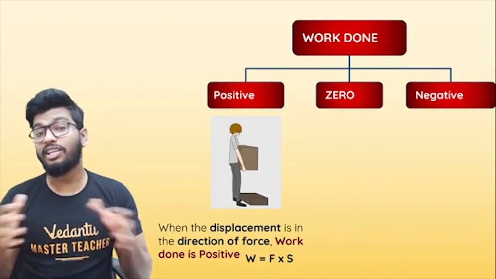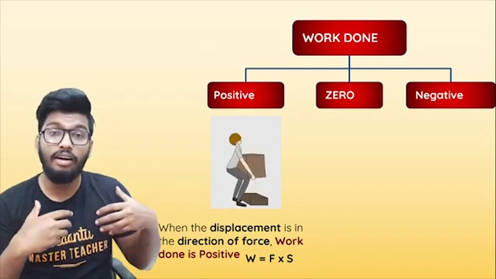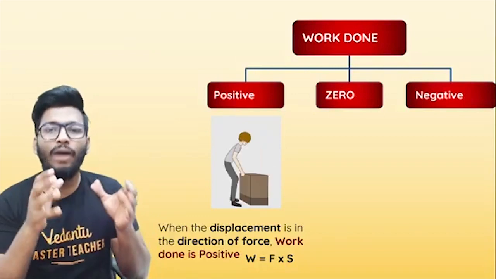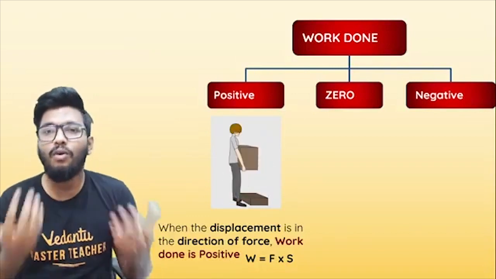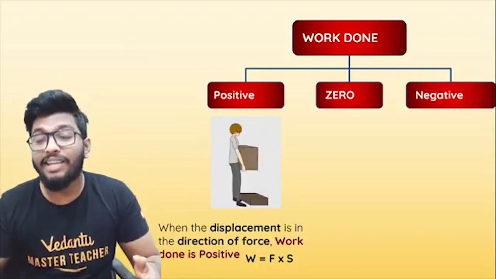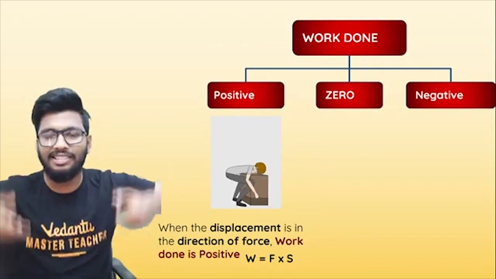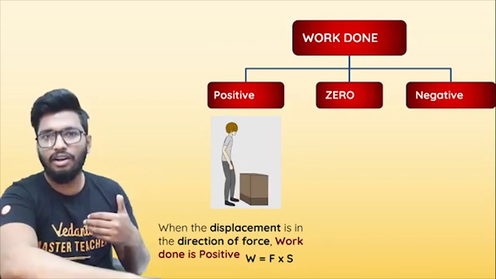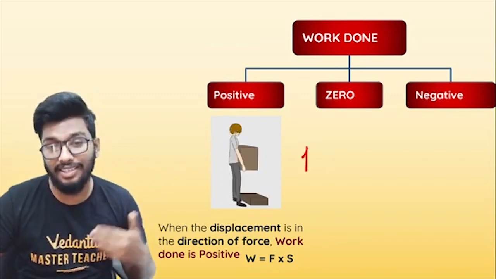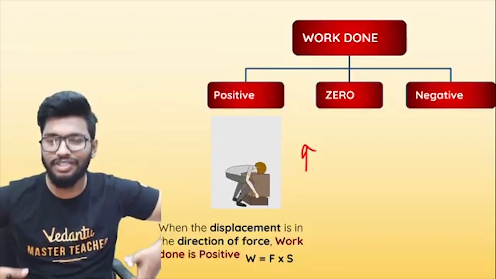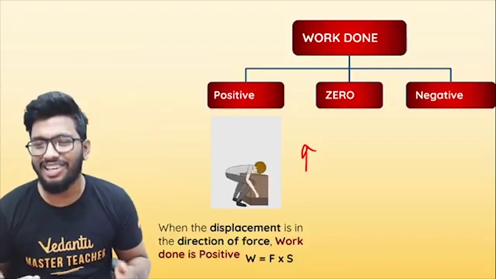Now there are three types of work. You can have work said to be positive, it can be zero, or it can be negative as well. So when is work said to be positive? When the force applied and the displacement are in the same direction, that's when work is said to be positive. For example, let's say you're lifting up a box. The force that you're applying is towards the top, and the displacement is also towards the top, because the box is getting displaced from the bottom position to the top. So that is positive work done.